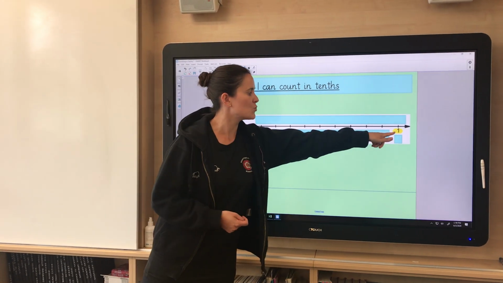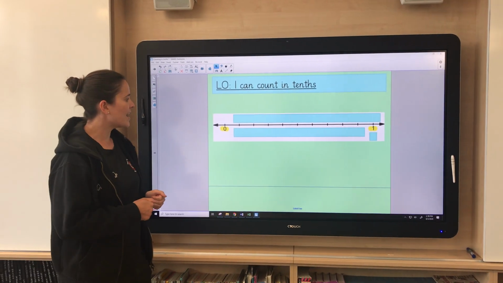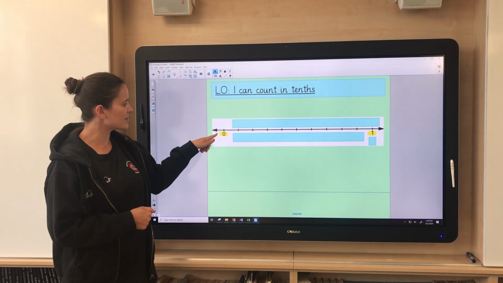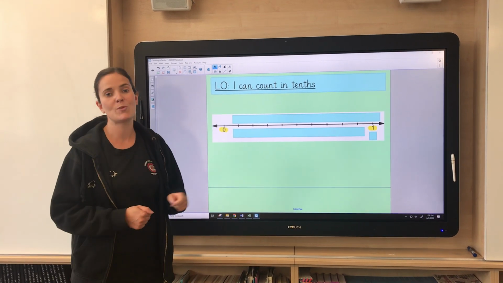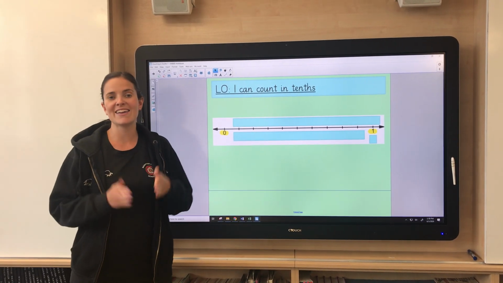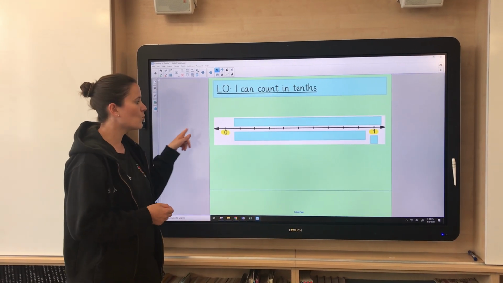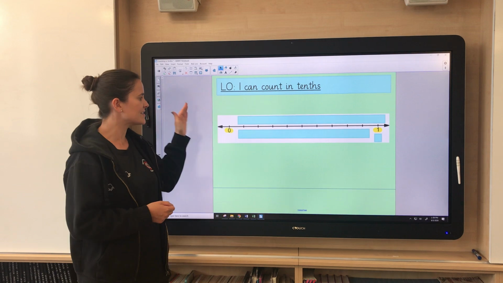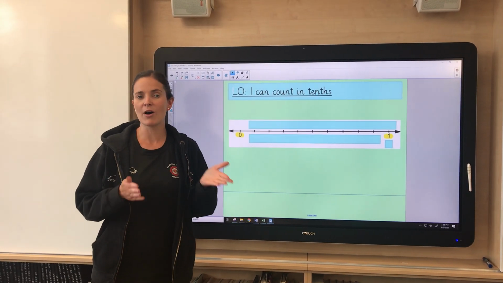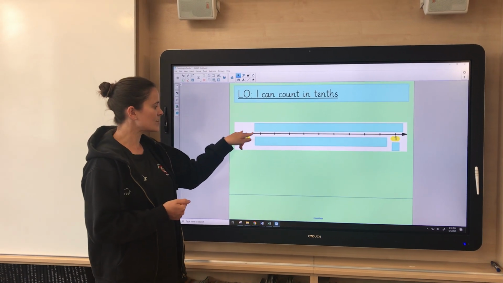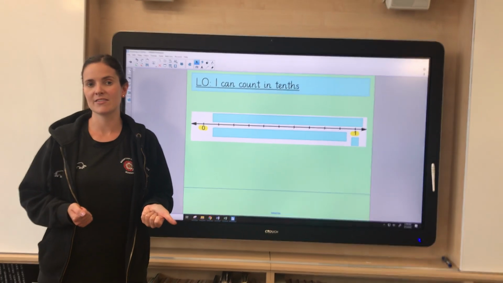So what you can see is I've got a number line going from 0, which I've highlighted, all the way up to 1, and that refers to one whole. In between 0 and 1, you can see there are lots of little black lines, and they are equal distance apart from each other. So this number line is divided into 10 equal parts, and each section on that number line is worth 1/10.